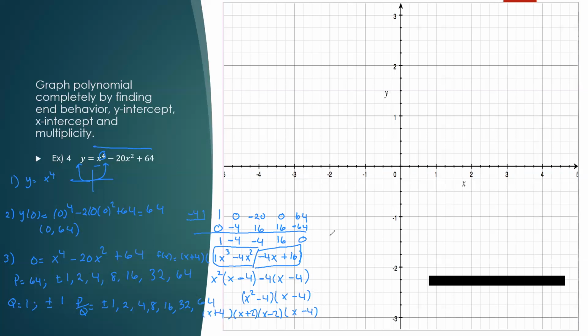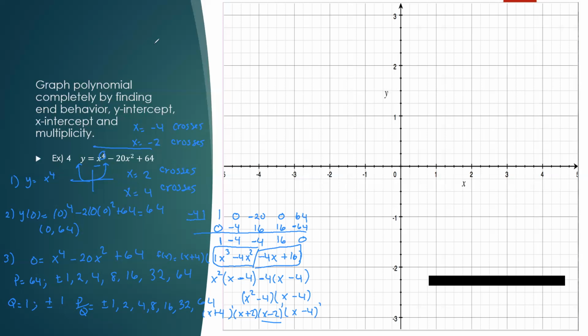Okay, so that means your zeros are, one of them is at negative 4. It came from here as a power of 1, so that means it crosses. Your other zero is negative 2. It came from here. It has a power of 1, so it crosses. Your other zero is at positive 2. It came from here. It has a power of 1, so that also crosses. And then your other zero is positive 4. It came from here, and it also has a power of 1, so it also crosses.